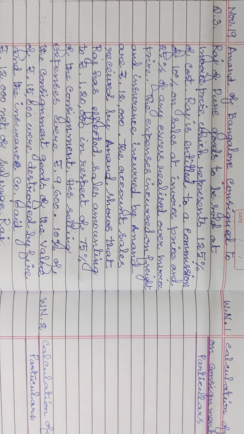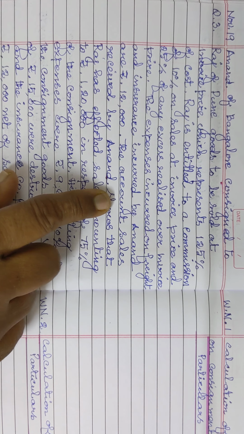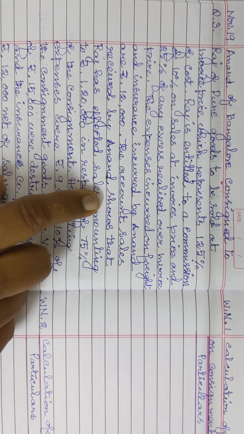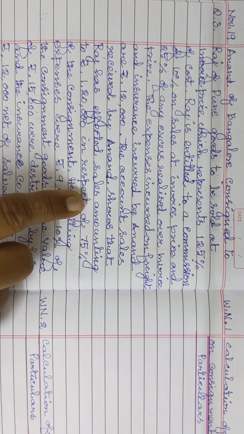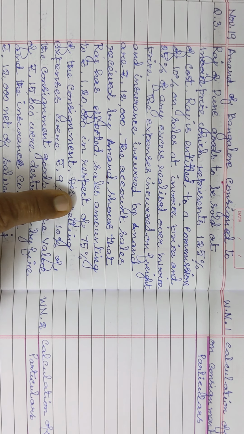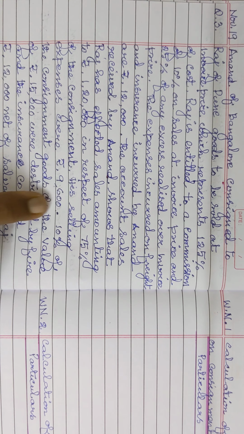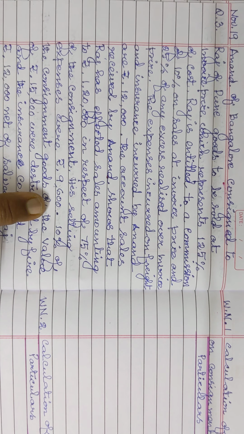The expenses incurred on freight and insurance incurred by Anand are rupees 12,000. So the consignor has spent 12,000 rupees. The account sales received by Anand shows that Raj has effected sales amounting to rupees 1,20,000 in respect of 75% of the consignment. His selling expenses were 9,600. So the consignee is spending selling expenses. There is no direct expenses by the consignee.